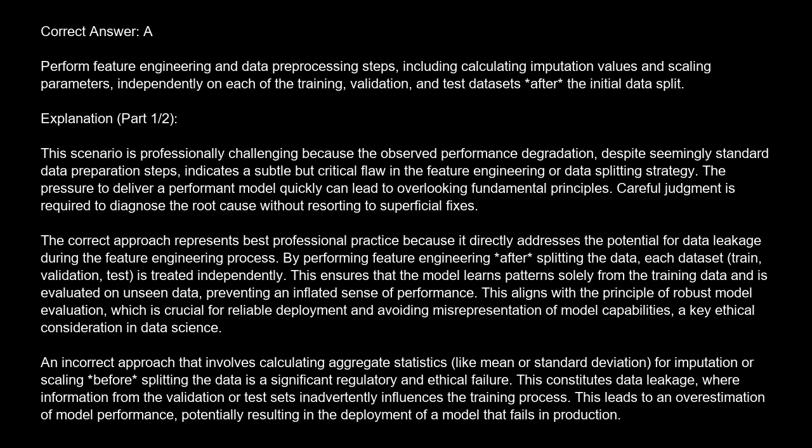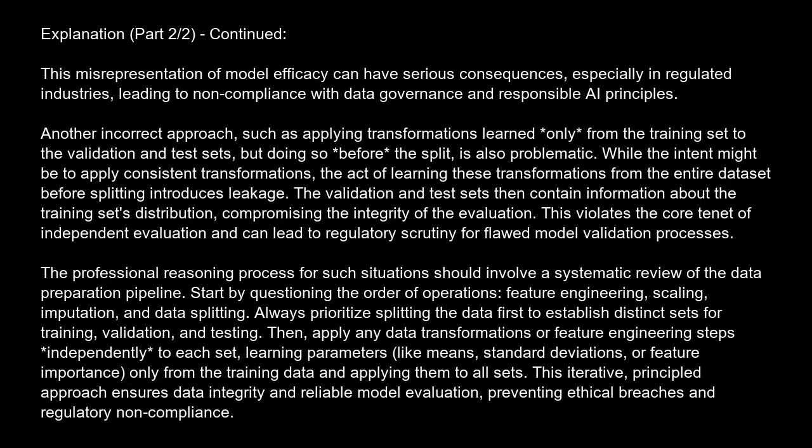An incorrect approach that involves calculating aggregate statistics, like mean or standard deviation, for imputation or scaling *before* splitting the data is a significant regulatory and ethical failure. This constitutes data leakage, where information from the validation or test sets inadvertently influences the training process. This leads to an overestimation of model performance, potentially resulting in the deployment of a model that fails in production. This misrepresentation of model efficacy can have serious consequences, especially in regulated industries, leading to non-compliance with data governance and responsible AI principles.